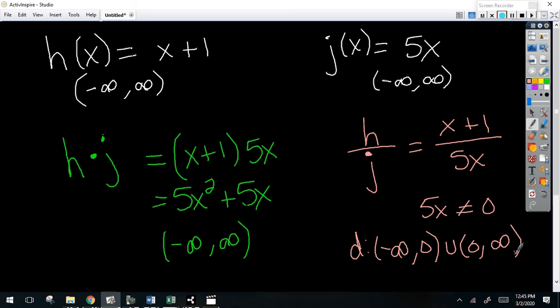The range, the y, right? Top to bottom, because it can't go negative.